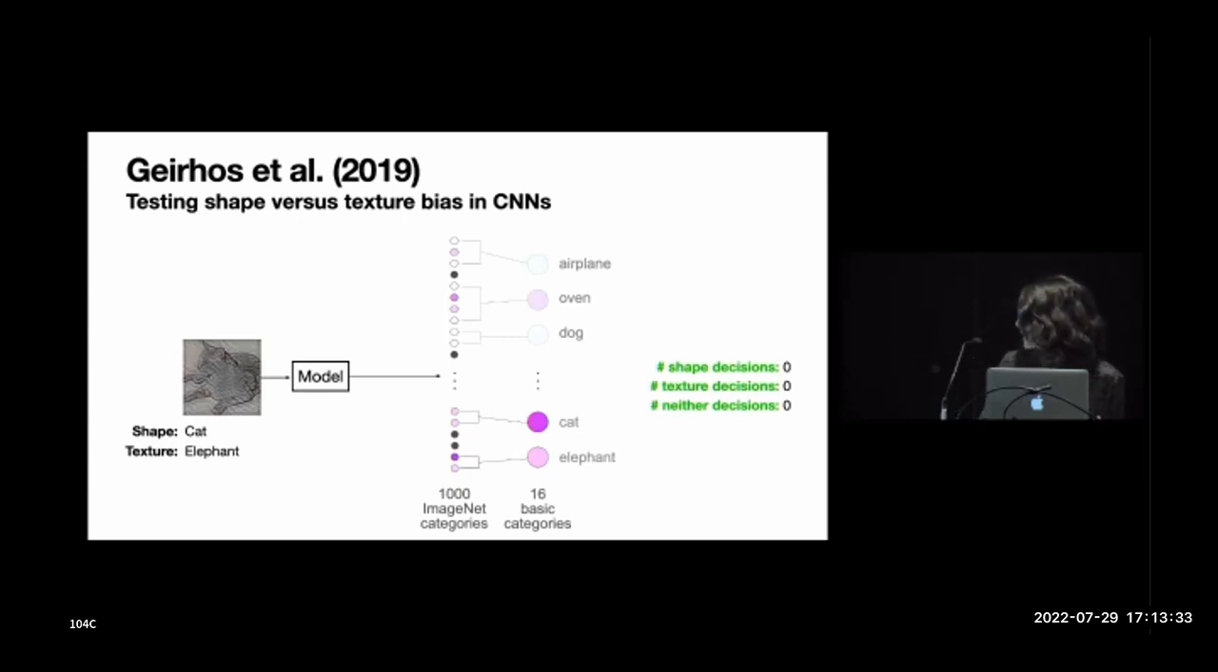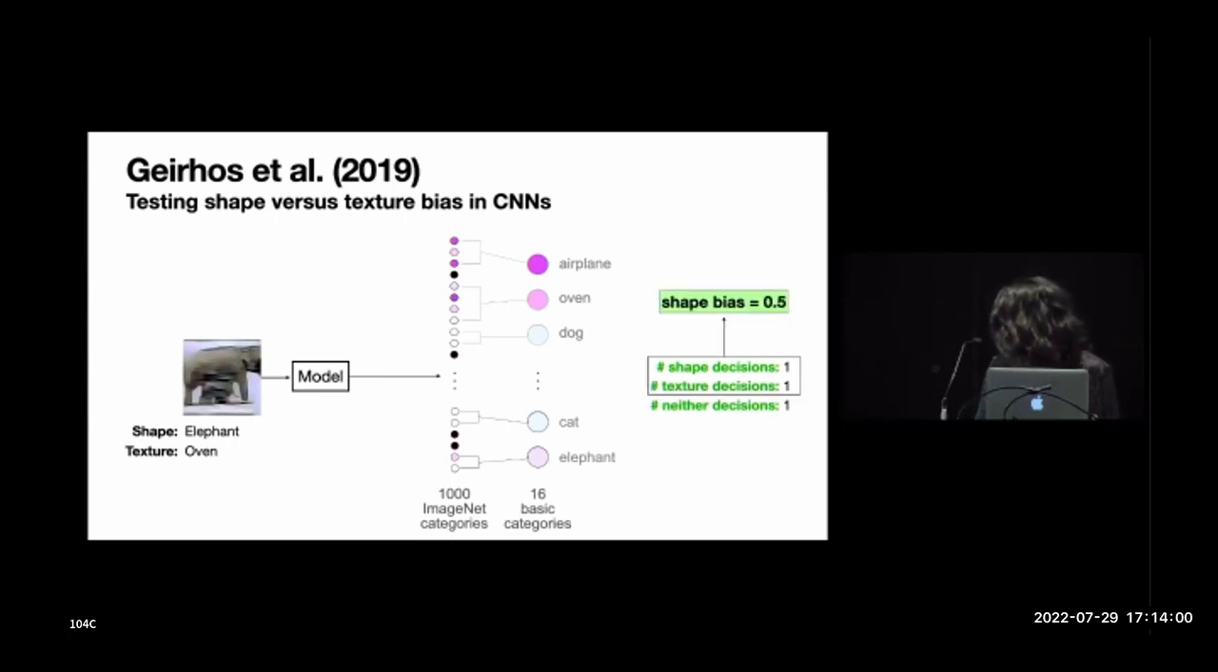Now, if the basic category that receives the highest score is the shape category of the cue conflict stimulus, the trial is considered a shape decision. On the other hand, if the basic category that receives the highest score is the texture category, it's a texture decision. And finally, if neither the shape nor texture category receive the highest score, it's a neither decision and the trial is discarded. And they finally calculate shape bias for a given model as the number of shape decisions over the number of shape or texture decisions.